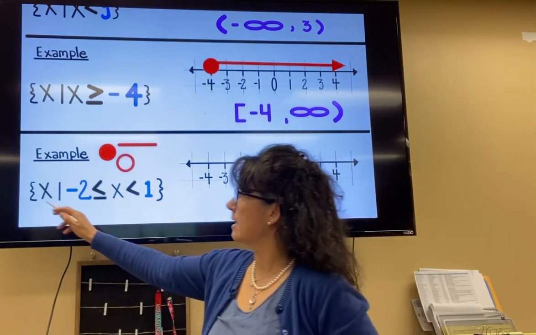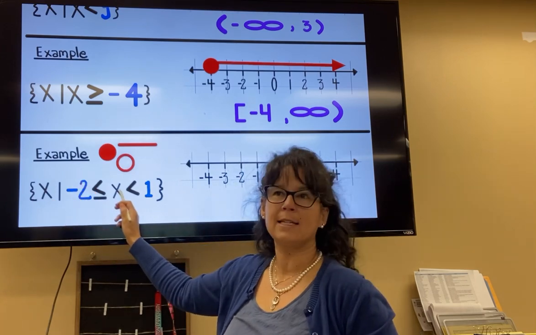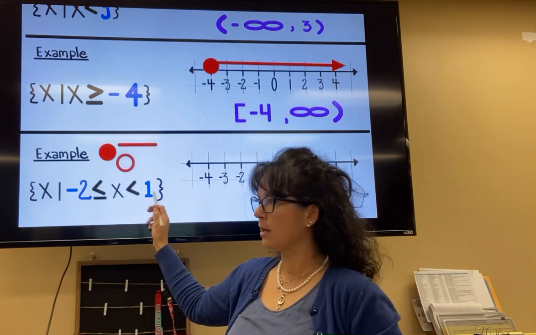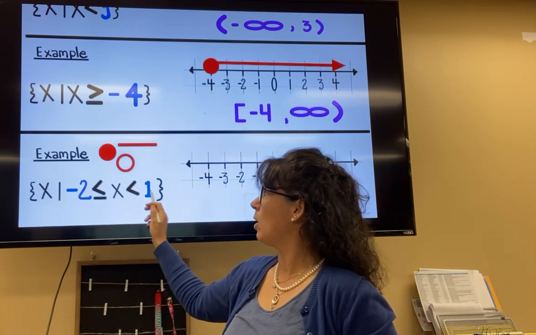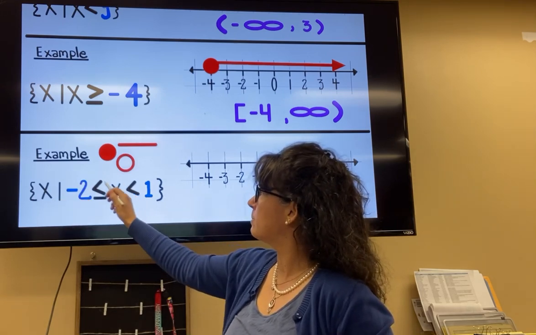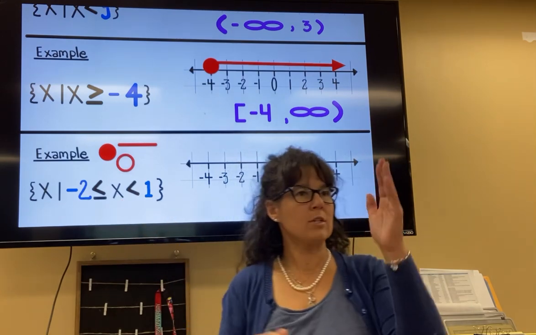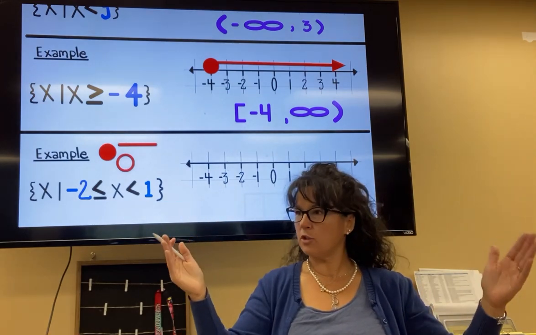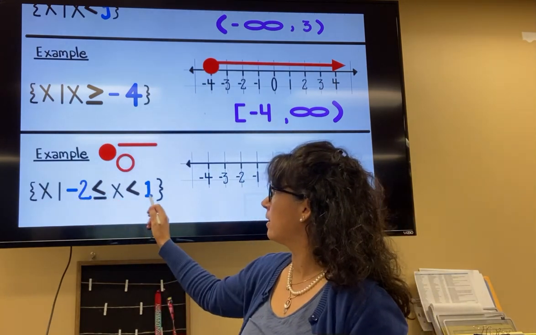This one here says the set of numbers x such that x is sandwiched between -2 and 1. Or -2 is less than or equal to x and x is less than 1. Or the set of numbers x such that x is bigger than or equal to -2 and x is less than 1. When you see that x sandwiched in the middle, that means your numbers are sandwiched in the middle of two numbers. So the two numbers they're sandwiched between are -2 and 1.